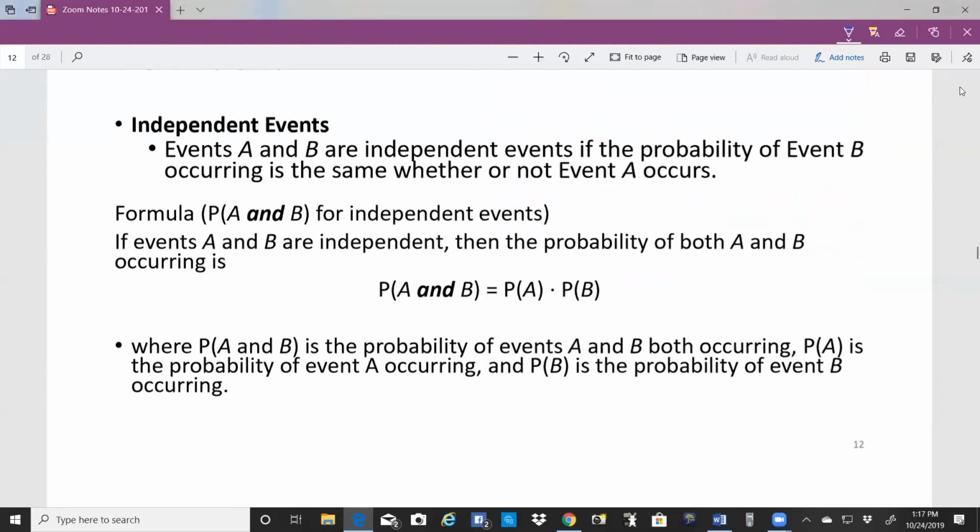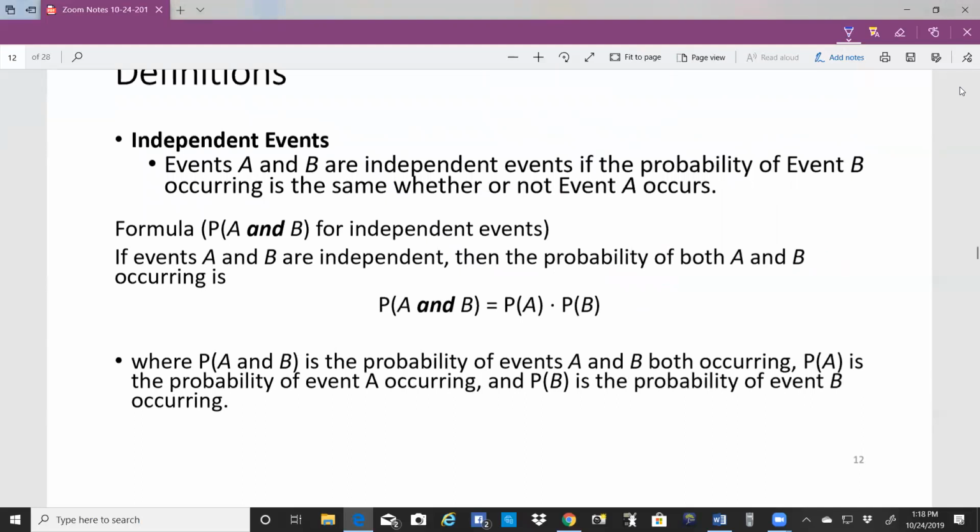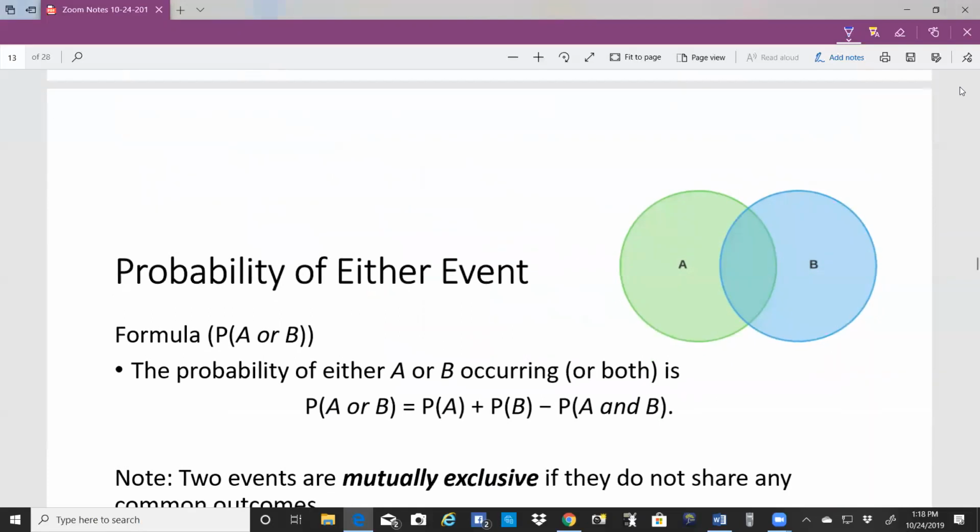Another important thing is independent events. They're independent if the probability of event B occurring is the same whether or not event A occurs. And then if they're independent, the probability that both A and B occur is simply the probability of A times the probability of B. All of this is in the video.